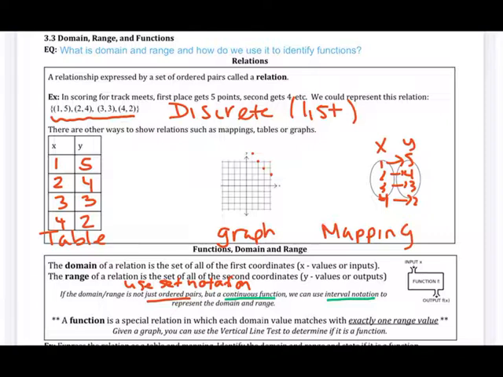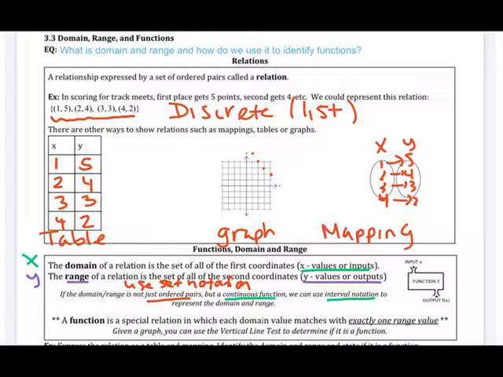Now let's get into the idea of domain and range. And math people really like things to be in order. Domain is all of the x's of a relation, all of the x values or all of the inputs. Range is all of the y values or all of the outputs. So something a lot of people have trouble remembering is which one goes where. Well, D comes before R in the alphabet and X comes before Y. So domain goes with X and Y goes with range.